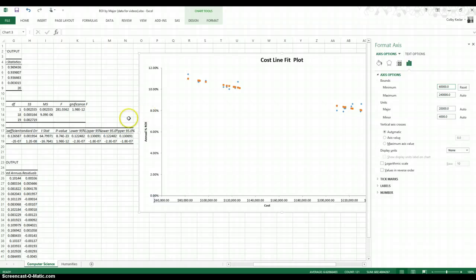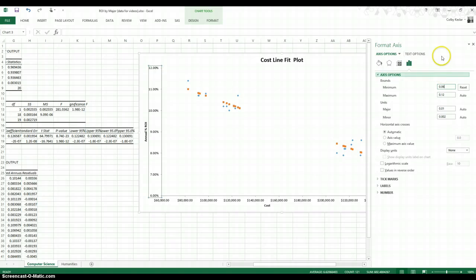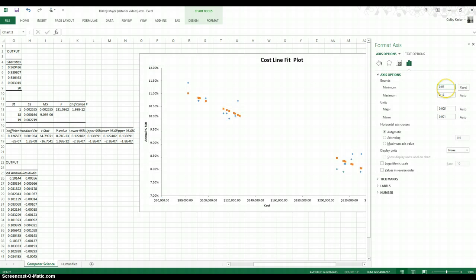Okay, helps that. Now click on my vertical, and let's start that at 6%. Now it's written as a decimal, so 6% will be 0.06. There we go, that's much better. Looks like maybe we could even go more. Let's do 0.07. Okay.